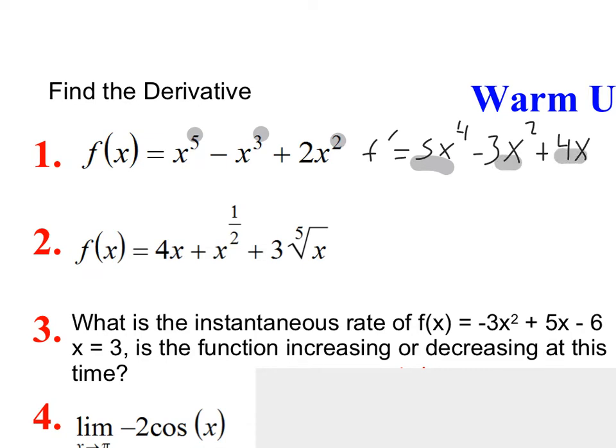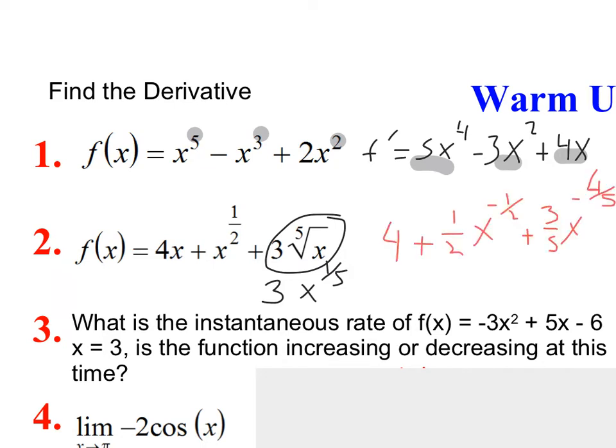Now for the next one, you have to be a little tricky because this particular one, we don't really know what it means unless you know what a fifth root means. That's really x to the 1/5. So using this, try to take the derivative. It should look something like this, but I'm not happy with the way this looks.